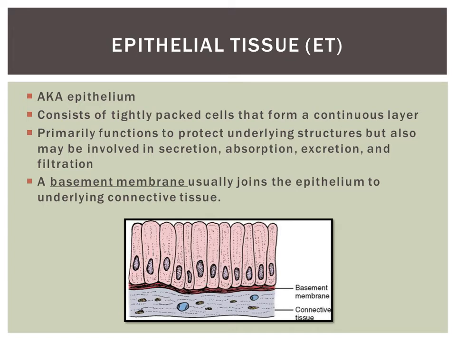These are going to consist of tightly packed cells that form a continuous layer. Primarily, they function to protect. They protect underlying structures, but they can also have structures in them that are involved for secreting substances or absorbing substances, as well as excretion and filtration. One characteristic of epithelial tissue is a basement membrane. And the basement membrane is the layer that joins the epithelium to the underlying connective tissues.